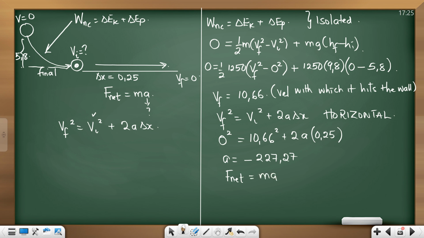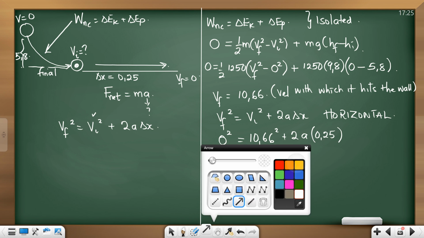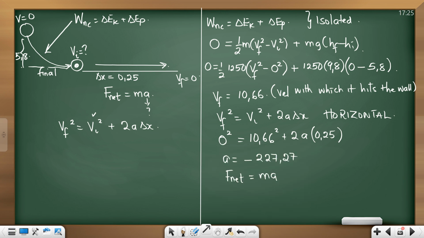Because for the object to stop, please understand, for the object to have stopped, the force must be in that direction. Force that stops the object. So it must be a negative force. That's why we're going to get a negative answer. What is the mass? 1250. Let's calculate. That's the answer multiplied by 1250. Let's see what we're going to get.